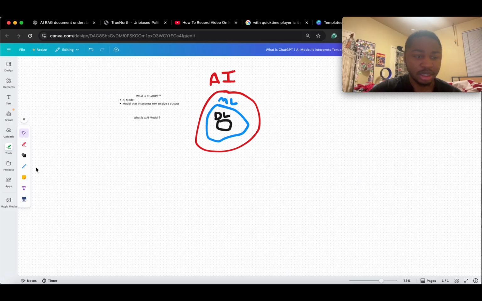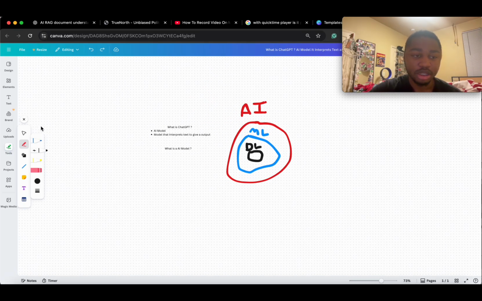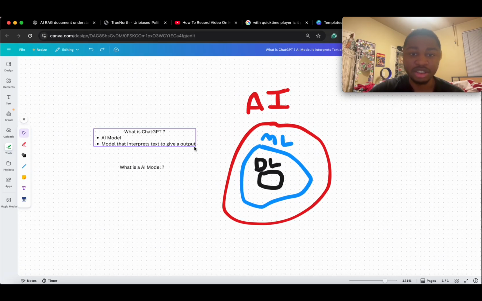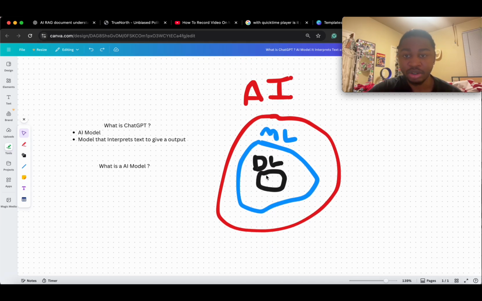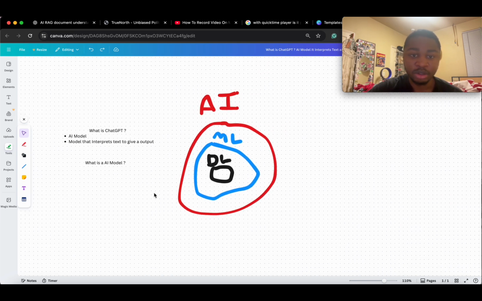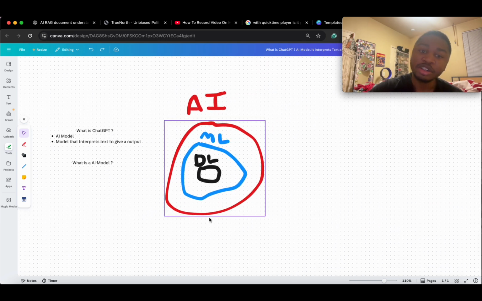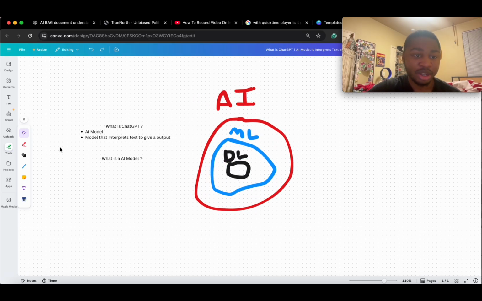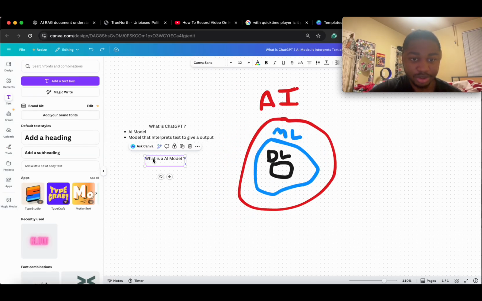Sorry, I'm trying to figure out how to move this. Okay, oh, there we go. Yeah, I like to describe it as a marketing term because in reality, ChatGPT isn't just an AI. It's an AI that is built using machine learning and then using deep learning. And obviously you could assume within each little bubble, it's its own little niche thing. So I could break it down one by one, right?